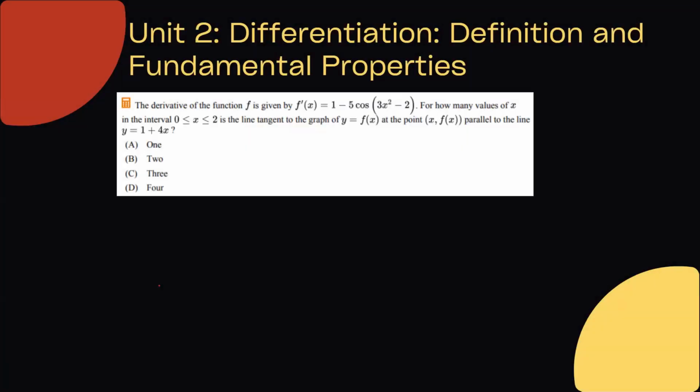The derivative of the function f is given by f prime equals 1 minus 5 cosine of 3x squared minus 2. For how many values of x in the interval 0 to 2 is the line tangent to the graph of f of x at the point x comma f of x parallel to the line y equals 1 plus 4x? To be parallel means they have to have the same slope.